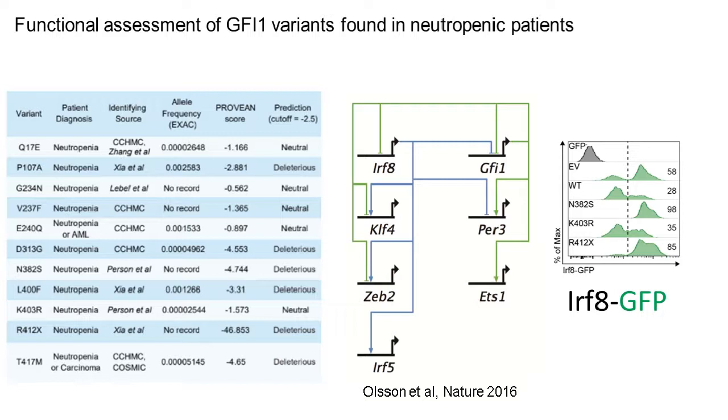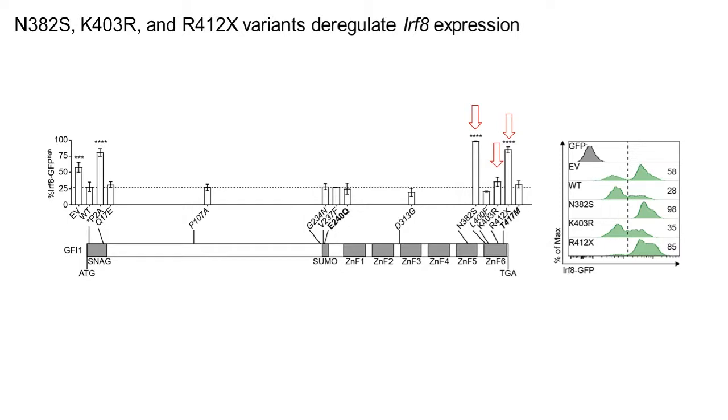So we utilized IRF8-GFP mice where GFP is fused to IRF8. So the level of GFP reports IRF8 levels. So we took cells from these mice and transduced them with lentiviral vectors to express the GFI1 variants and looked at the effect on IRF8-GFP levels. So as you can see on the left, wild-type GFI1 represses IRF8 levels as expected. The known mutant P2A deregulates IRF8. However, a majority of the variants do not directly affect IRF8 levels, except for a number that are clustered near zinc finger 5 and zinc finger 6 of the GFI1 protein, including N382S, K403R, and R412X.